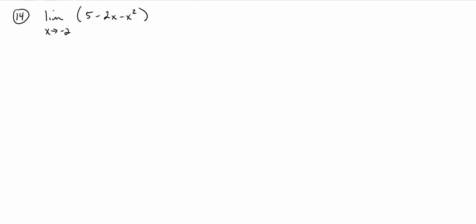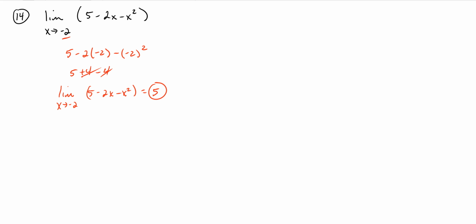So when I look at this, I'm going to start by just evaluating the function at negative 2. So I do that by plugging in 5 minus 2 times negative 2 minus negative 2 squared. So I get 5 plus 4 minus 4. So my limit as x approaches negative 2 of 5 minus 2x minus x squared is 5.